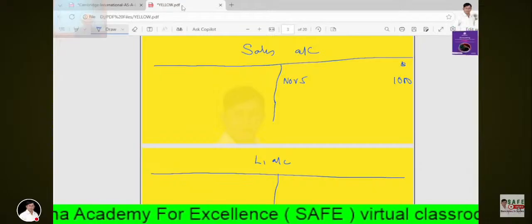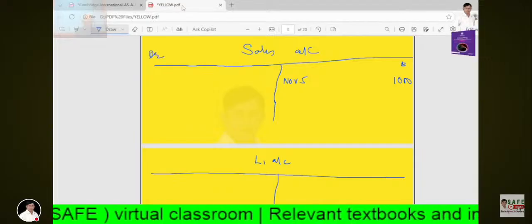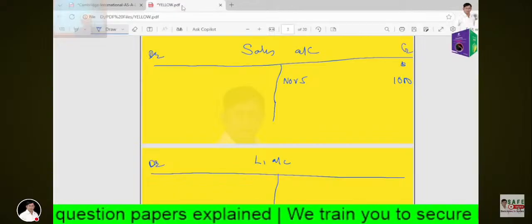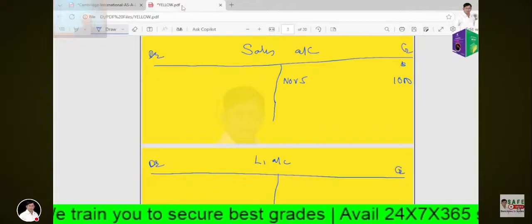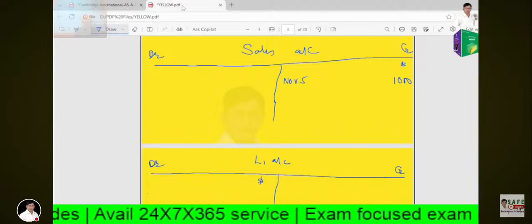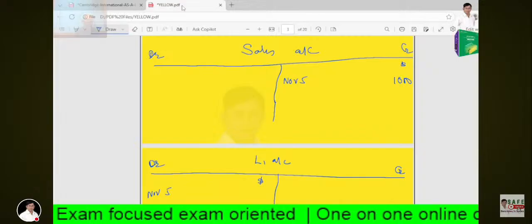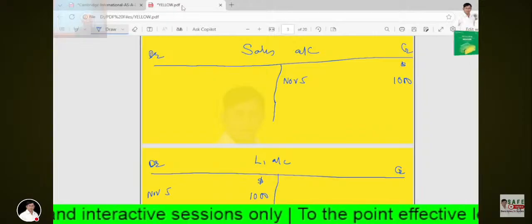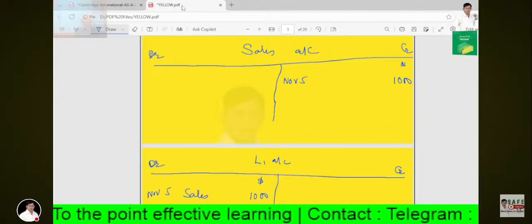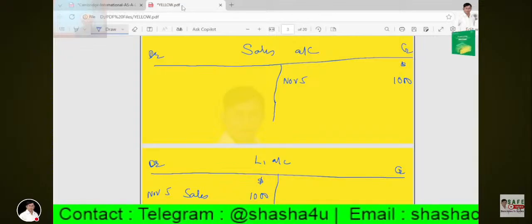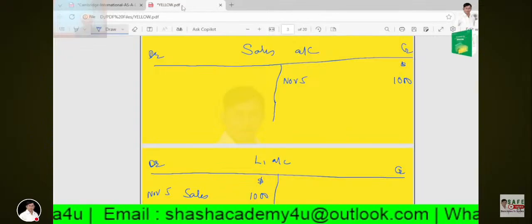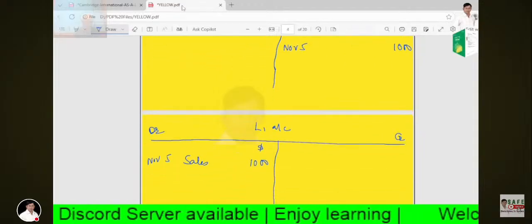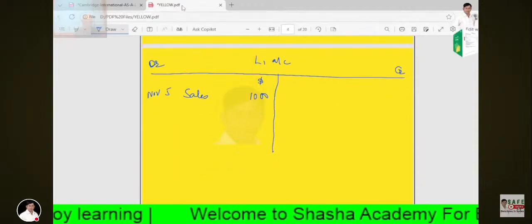So this side is always debit. This side is always credit by default. So November 5th, 1,000. Why are we debiting Lee? Because we have sold him sales. So debit, credit. Sales account will be credited because it's an income. Lee account will be debited because he is the receiver of the goods. Okay. Then comes next.